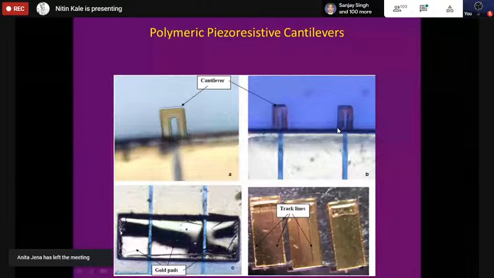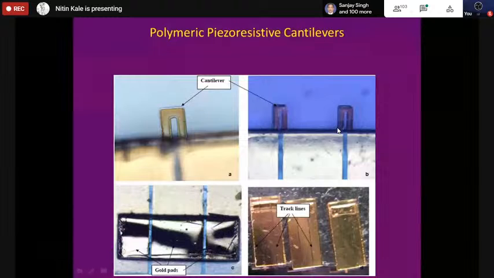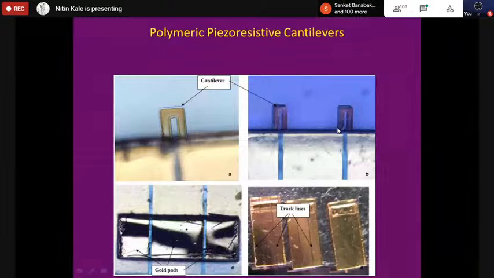This is an SU8 cantilever, a polymeric cantilever. This brown is the piezoresistive layer. This is the half bridge. These are the contact pads, and this is the entire device. And this is the cantilever. This small part, for example, is the cantilever.